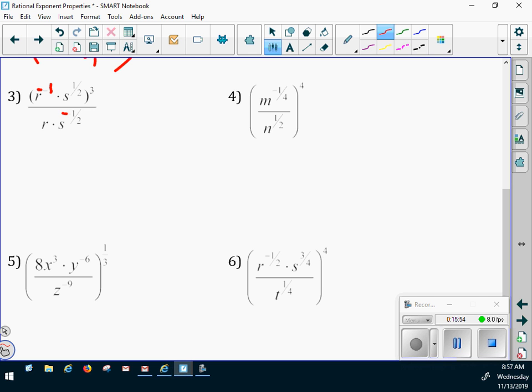Numerator. Let's take care of those parentheses. R to the negative 1 cubed. When I raise a power to a power, what do I do to the powers? Multiply. So that's r to the 3/2 times s to the, is that 1/2 or negative 1/2? When I raise a power to a power, so what's 1/2 times 3? 3/2. Over r times s to the negative 1/2.